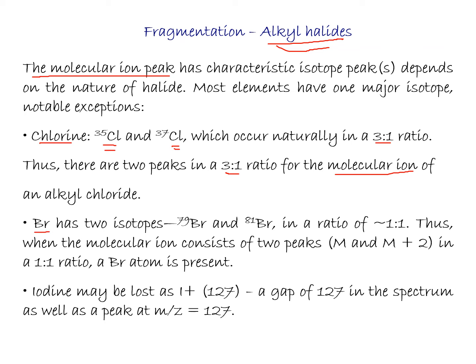Bromine has two isotopes, Br79 and Br81, in a ratio of 1 to 1. Thus, when the molecular ion consists of two peaks, M and M plus 2, in a ratio of 1 to 1, one bromine atom is present. However, iodine may be lost as I plus, so you will see a peak at 127. A gap of 127 in the spectrum as well as a peak at 127 is a good indication of alkyl iodide.